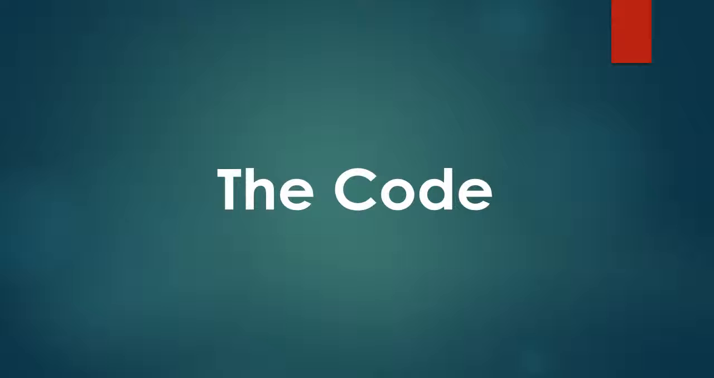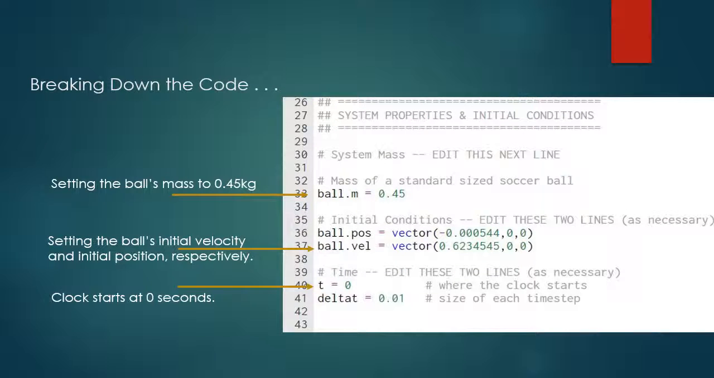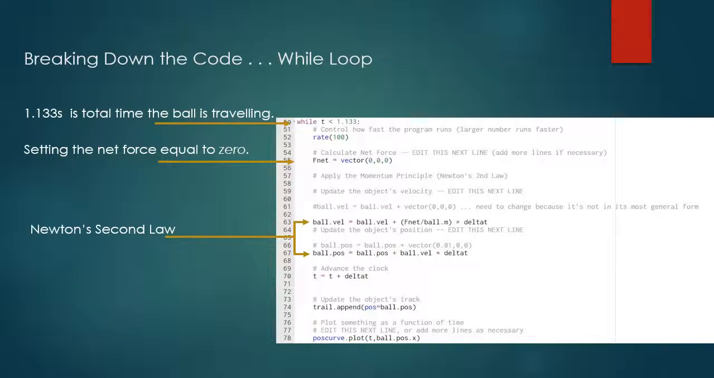I wanted to make sure I point out some important aspects of the coding. The ball's mass is set to 0.45 kilograms. Here the ball's initial velocity and initial position are defined directly from the Tracker data's first two data points, knowing that the clock starts at t equals 0 seconds. The total time the ball traveled was 1.133 seconds, so the while loop includes all time up to this point. It's extremely important to note that the net force acting on the ball is set to 0, and within the code, Newton's second law is utilized by continuously updating the ball's velocity and the ball's position while within the while loop.